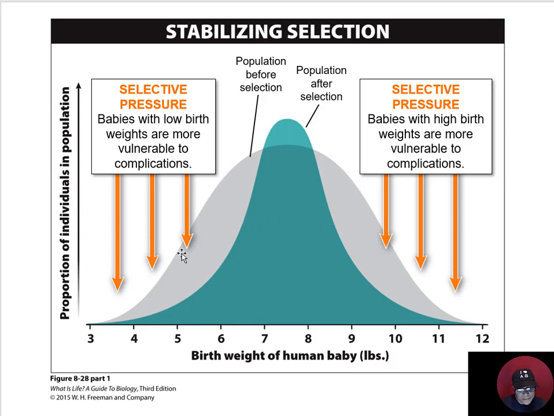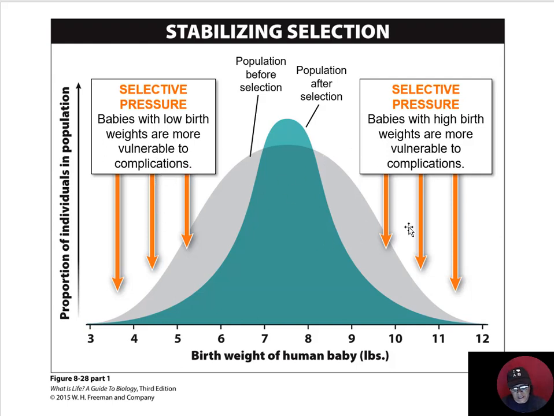Because when you have babies that are anywhere from 3 pounds, 4 pounds, in this range here, babies with low birth weight, they are subject to more complications, and they most of the time do not live, which means those alleles don't get passed on.